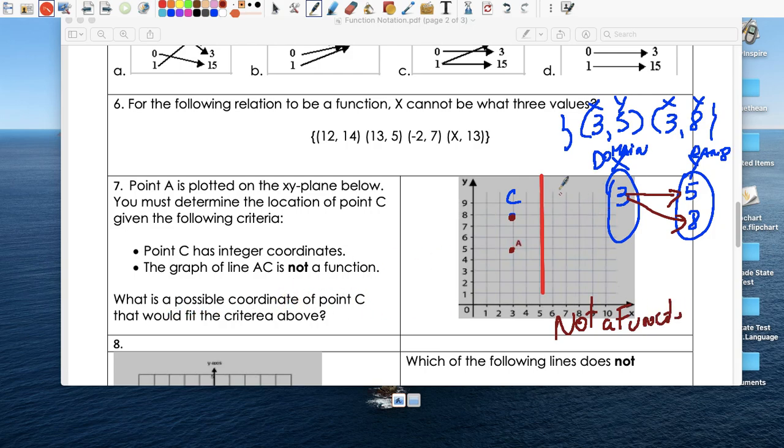So what is a possible coordinate of point C that would fit the criteria? In order for it to not be a function, well, we have point A, which is 3 and 5. Another point would be 3, 8 right here. And if that was the other point, then this would not be a function.